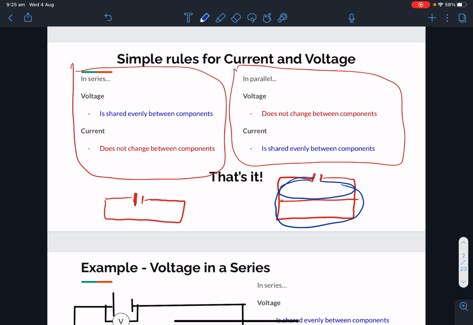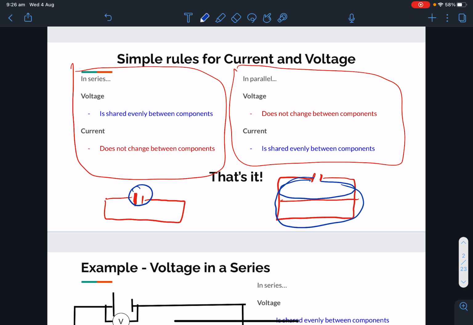So the rules are, for the series circuit, one distinct loop, the voltage is shared between the components. So the voltage of the power gets divided between all the components. If you have one component in there, it gets all the voltage. If you have two exactly the same, like two light bulbs, they halve the voltage. If you have three the same, they each get a third of the voltage.